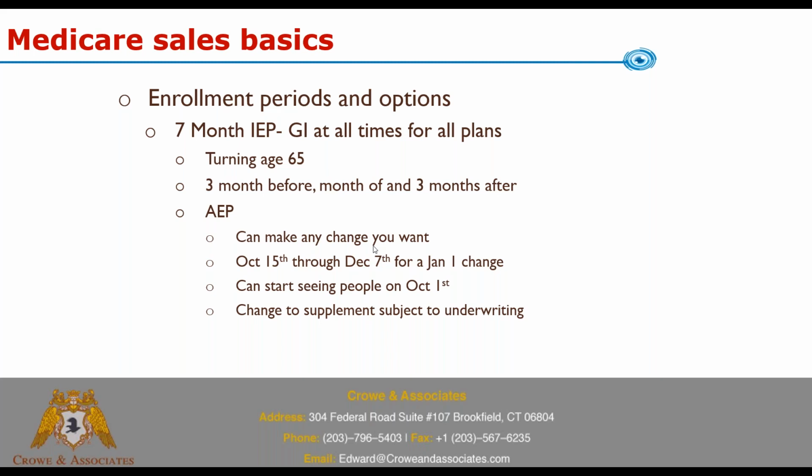Nonetheless, the opportunity to make a change every year, say they just want to switch to a different Advantage plan or a different drug plan, is from October 15th through December 7th for an effective date of January 1. While you can only take applications starting on the 15th, you can certainly see people and talk to them about 2022 benefits starting October 1st. And if you have a book of business, you should utilize those extra 15 days to talk to people. Just can't take an app then. And remember, changing supplements is subject to underwriting in underwritten states.